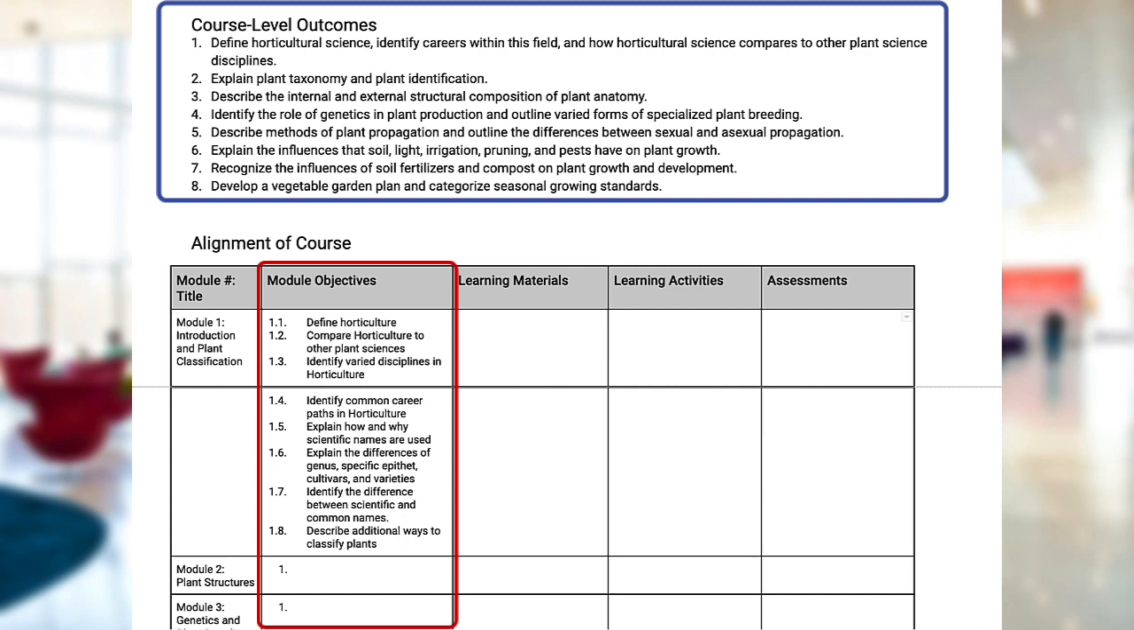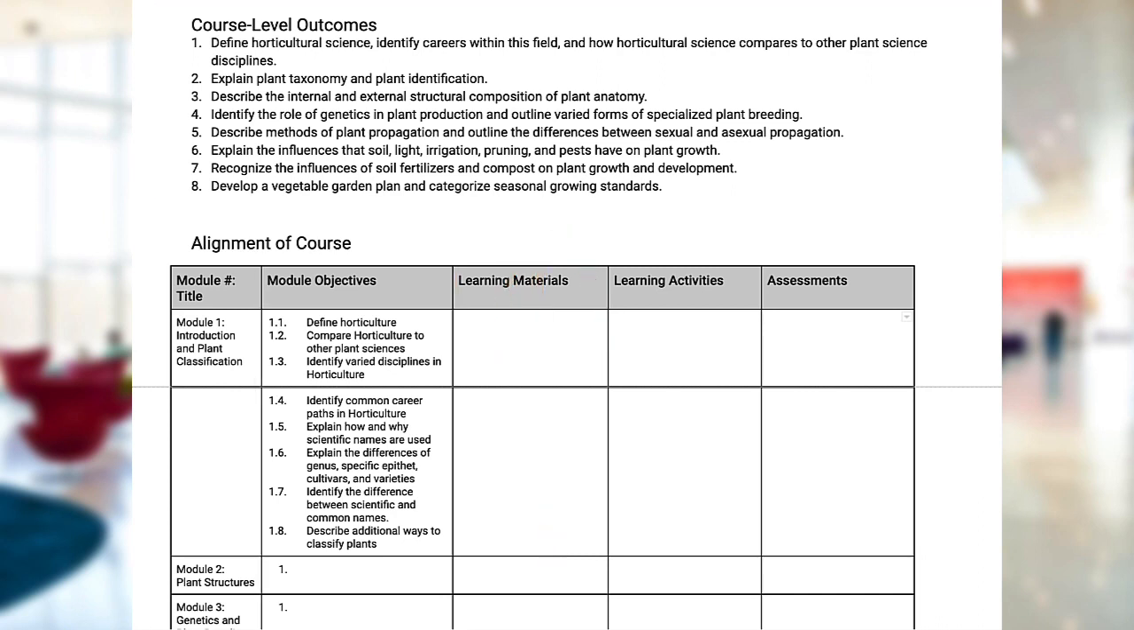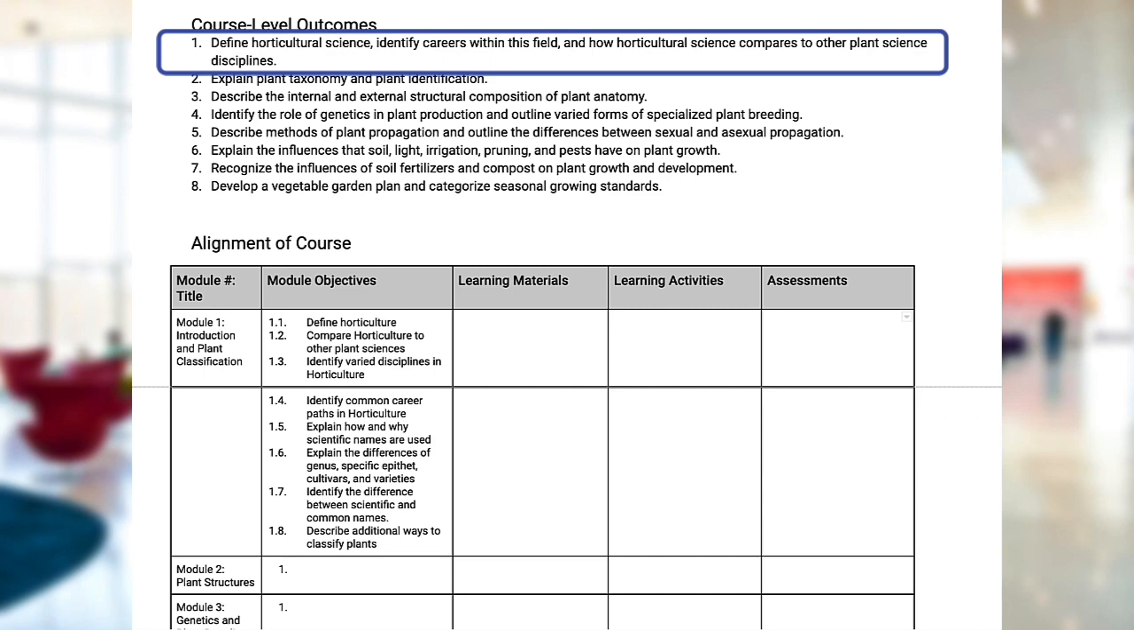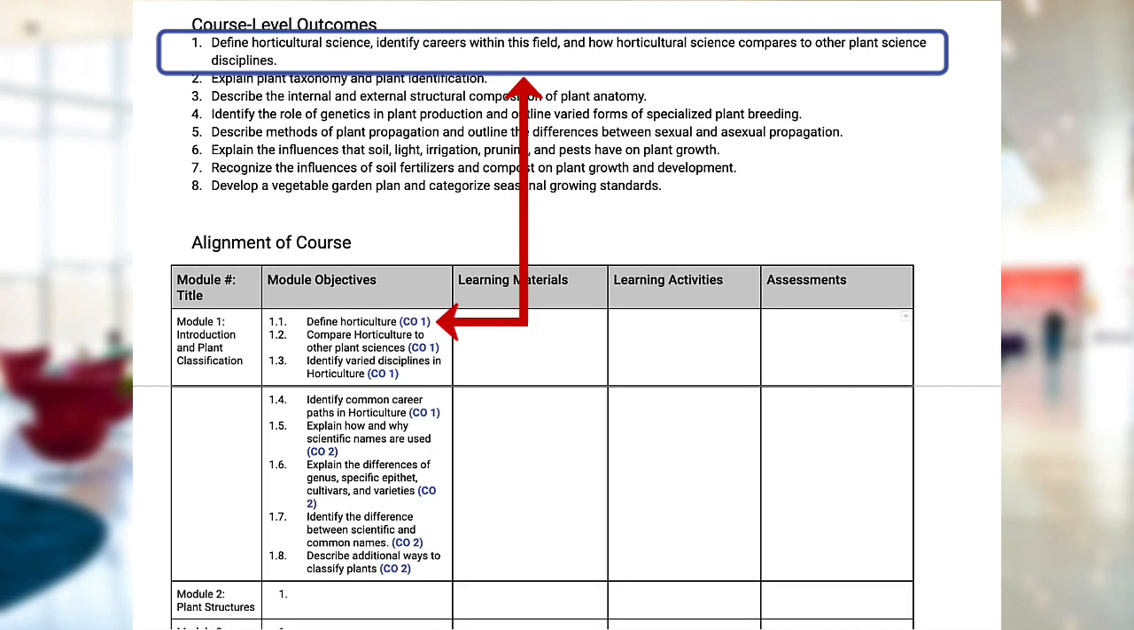You may find that you need to rethink some of your objectives as you complete this step. That's a normal part of the process of completing a course map, and it's how you create this good alignment in your course. To indicate this alignment, you can note which course objectives each module objective aligns with by adding the number in parentheses at the end of each module objective.